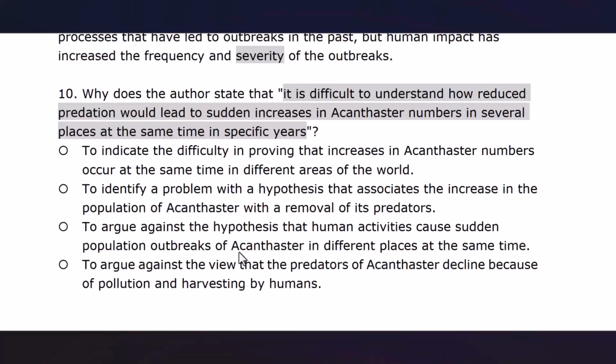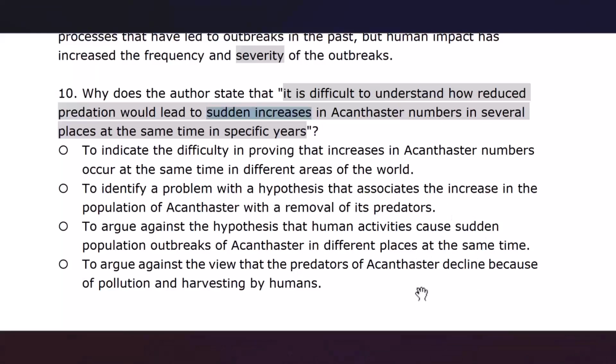Question 10. Why does the author state that it's difficult to understand how reduced predation would lead to sudden increases in Acanthaster numbers in several places at the same time in specific years? Here in the question prompt, this noun phrase sudden increases is the same outbreak that we encountered several times when reading the passage. Like other questions, our general strategy is to reject the incorrect options and finally settle for the correct one. We do this rather than finding the correct option. With this in mind, we explore the options.